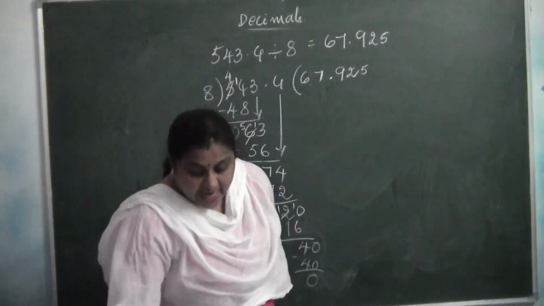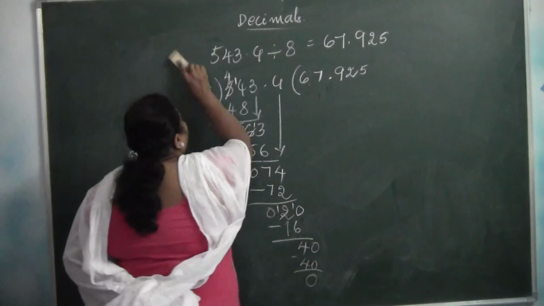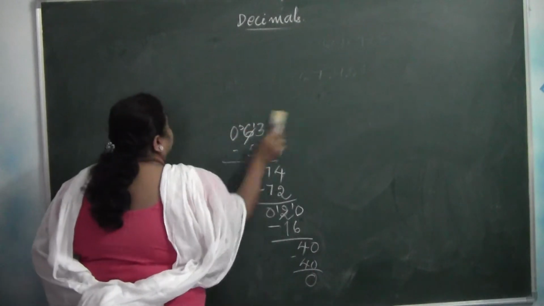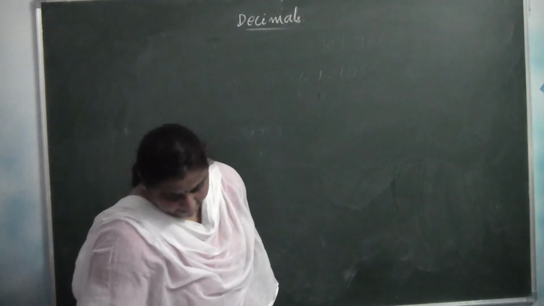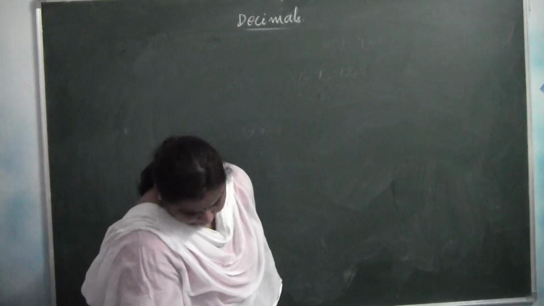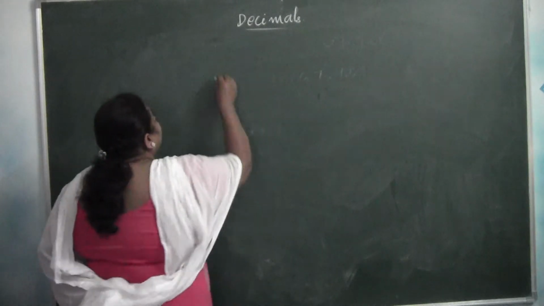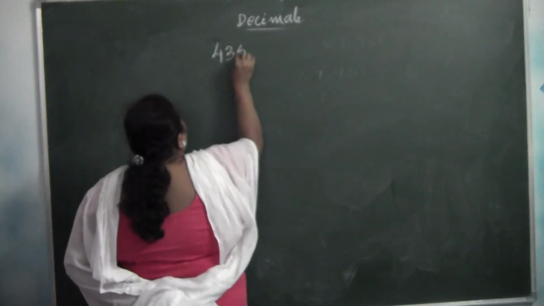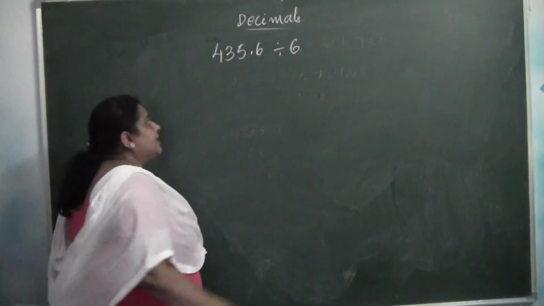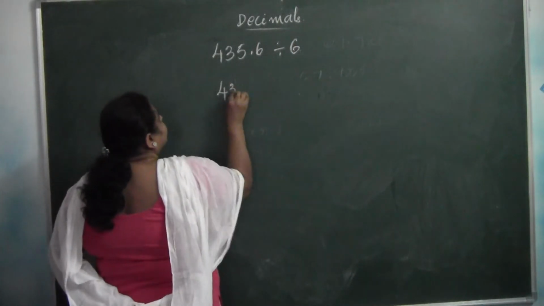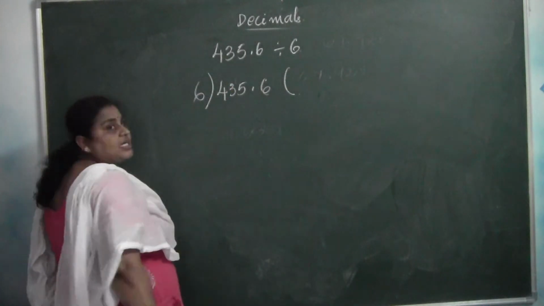Got it children? So shall we go with the other example if you have any doubt? Okay. Let us take another problem. 435.6 divided with 6. Come on, let us do this problem. 435.6. Now we are dividing with the 6.